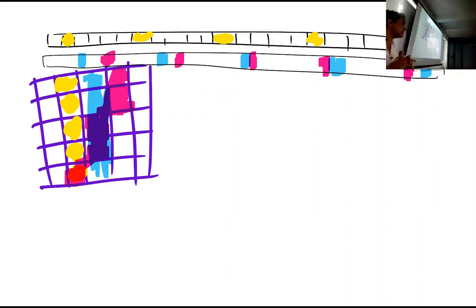Very, very difficult for any network to figure out what the hell is happening. And the moment you rotate it, the whole pattern is gone. Every single pattern is gone.